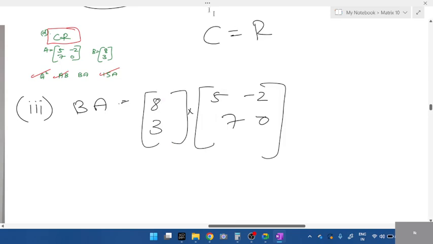Okay, I'll write the statement, students. I'll just write the sign here: C is not equal to R. Just write that in words. See, you take the first row. One more thing, we always give preference for row into column.